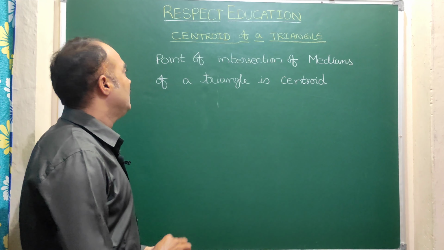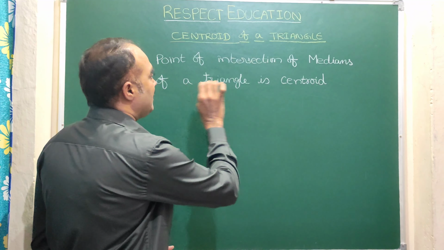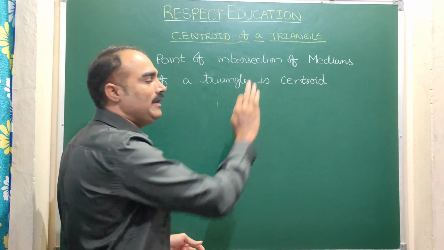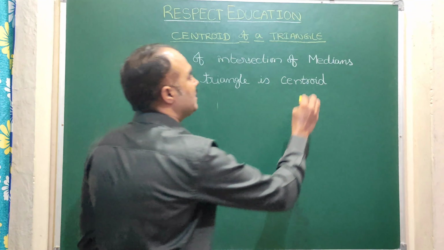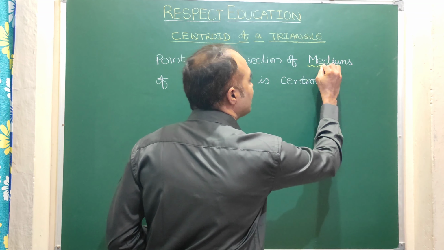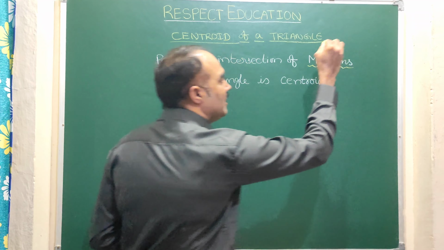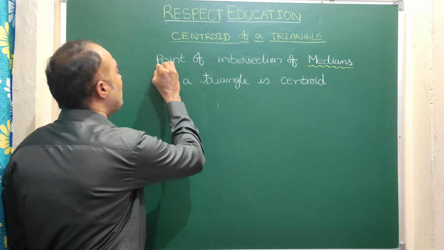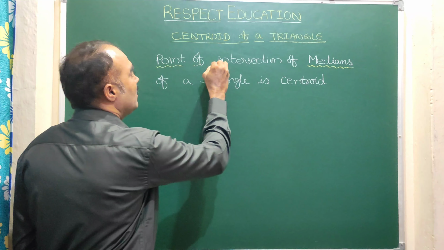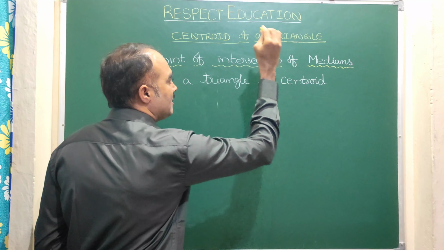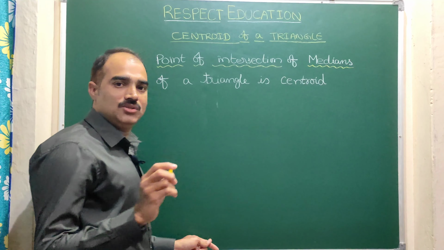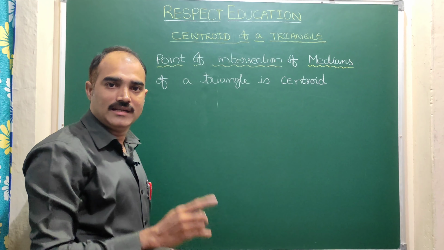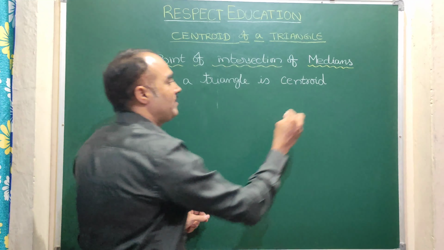Right? Here let us understand clearly, step by step. The main important keywords are medians. You should know about the median of a triangle and then their point of intersection. So here, first I would like to tell you what exactly a median of a triangle is.